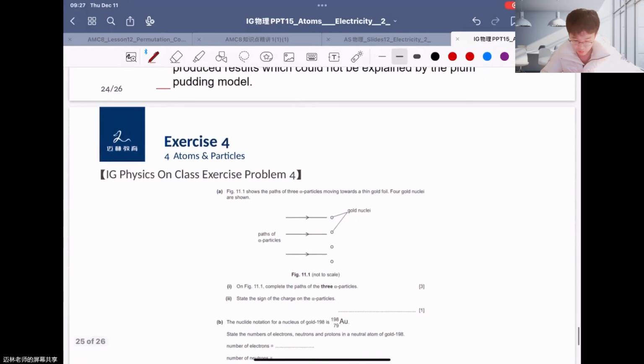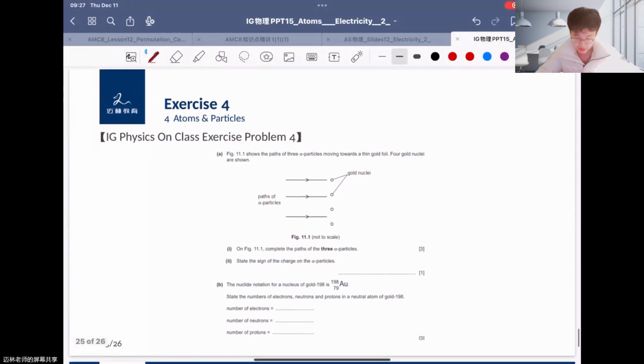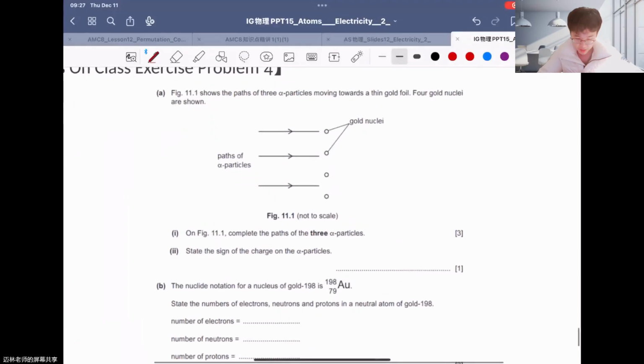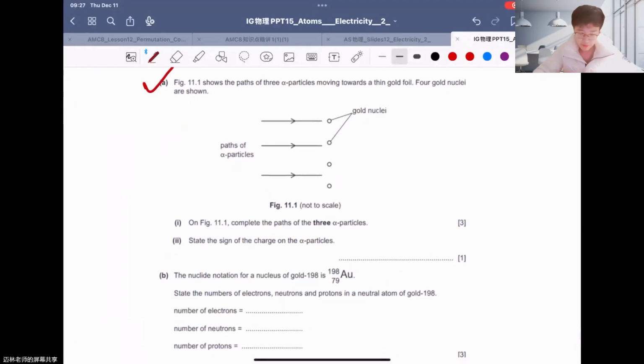Okay, so based on this we can do this exercise together, here for this problem. In A, figure 11 shows the paths of three alpha particles moving towards a gold foil. Four gold nuclei are shown here. The first question is: on figure 11, complete the paths of the three alpha particles.